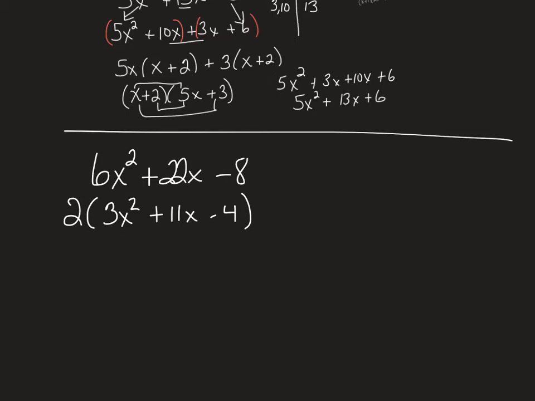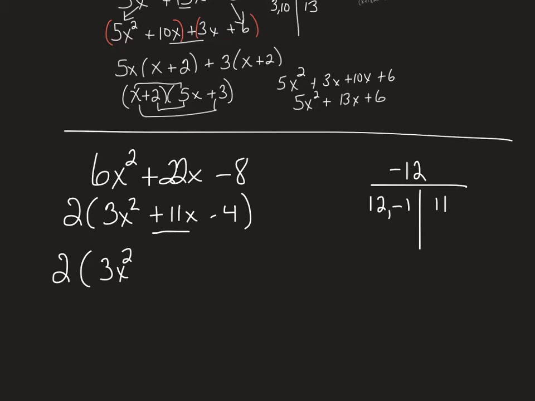So I'm going to multiply 3 times negative 4, and that gives me a negative 12. And because this is a negative 12, I know my factors, one's going to be positive and one's negative. And the larger is going to be positive because I have a plus 11x. So we can see that 12 times negative 1, if I add them together, give me an 11. So the 2 doesn't go away. I'm going to have 3x squared.